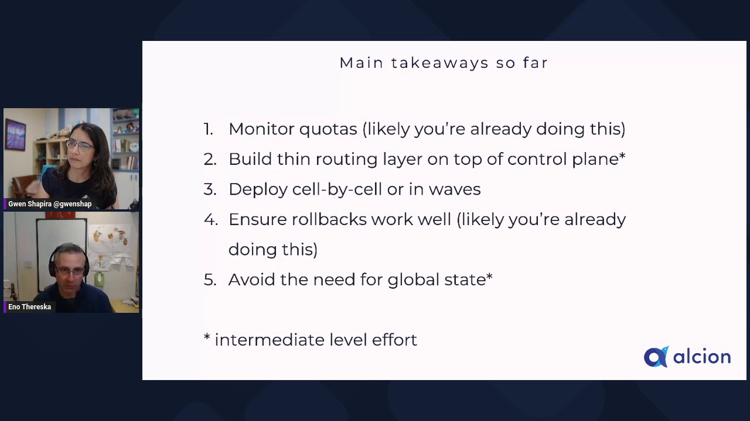And then number 3, you're going to deploy cell by cell or in waves, and then always roll back if something goes wrong. And of course, number 4, just ensure the rollbacks work well. Again, you're likely already ensuring that as part of your deployment strategy. We'll talk more about 2 and 5 soon, but these are the main takeaways so far.